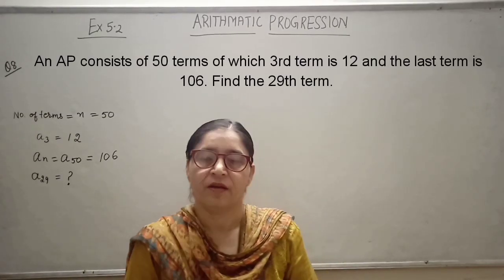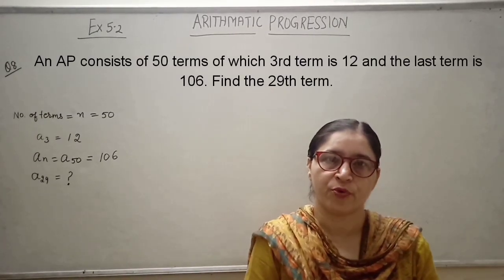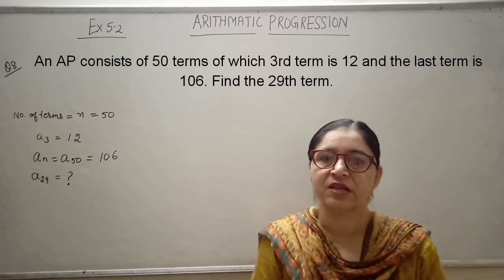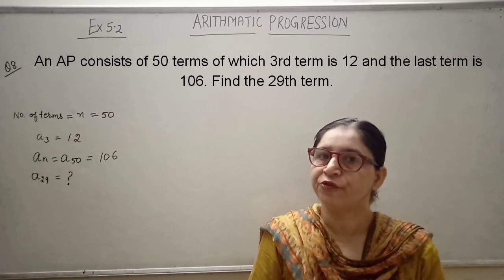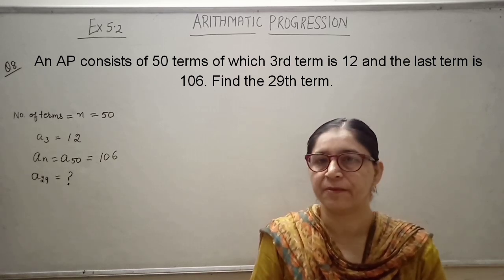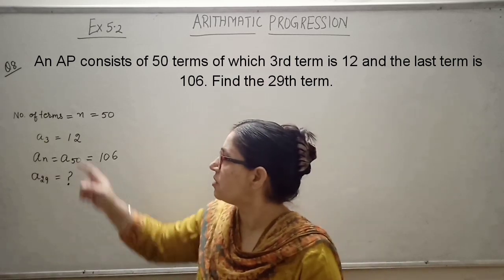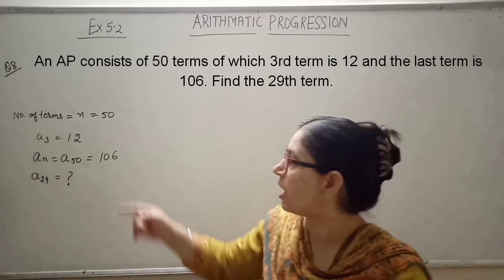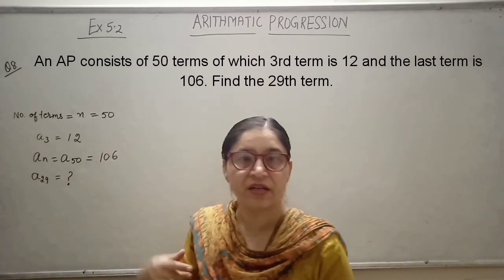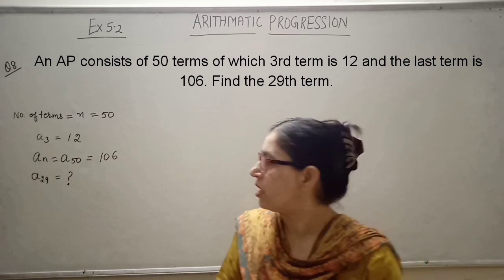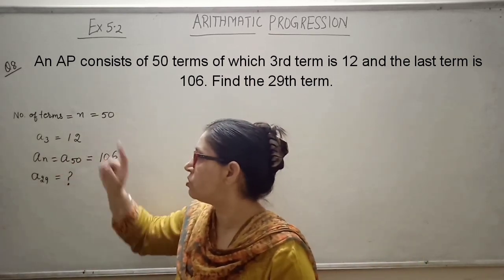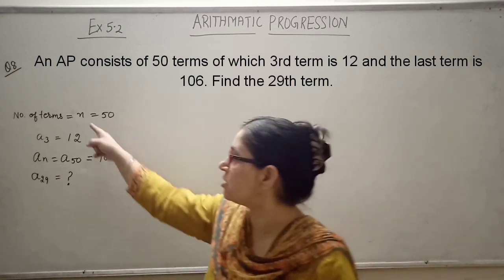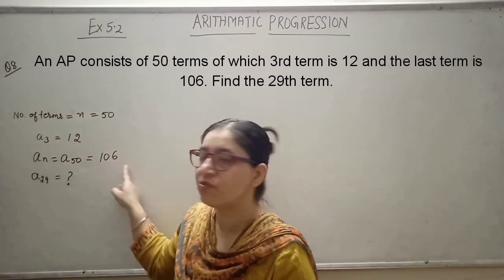Hello students, let us continue exercise 5.2 with question number 8. In this question it is given that there are 50 terms in this AP. Total number of terms is 50, so n is 50, and it is given its third term is 12. It means A3 is equal to 12. And it is given the last term, because the last term is the nth term, means an is 106.